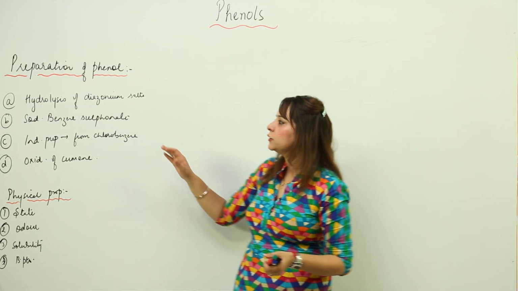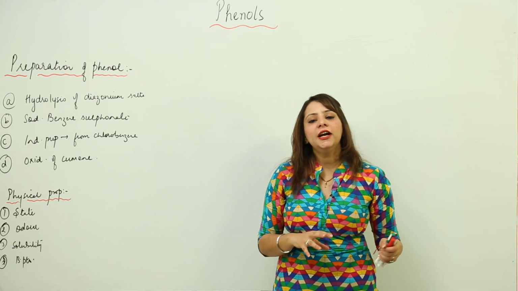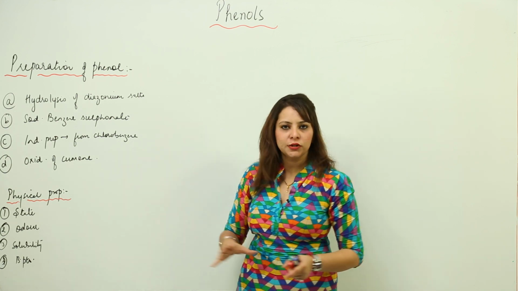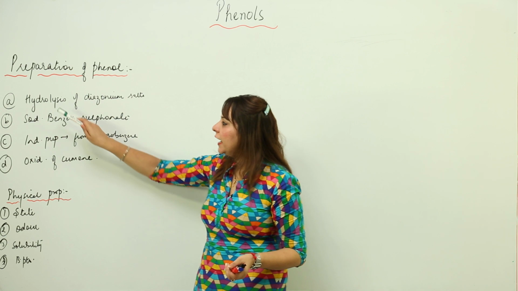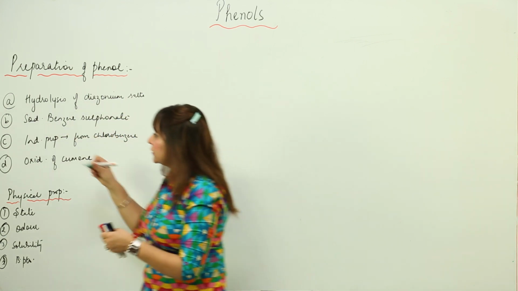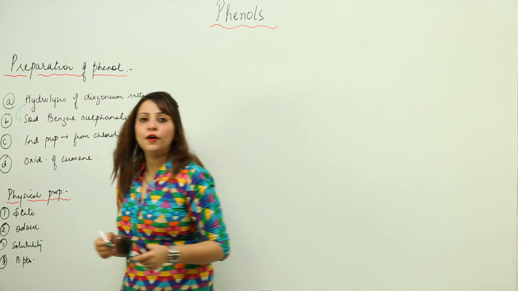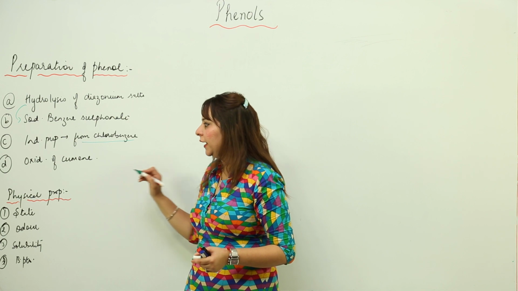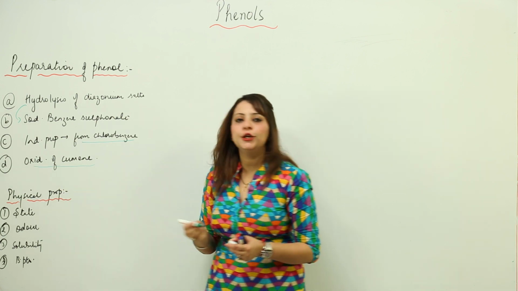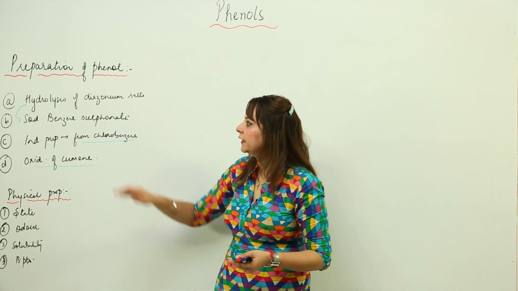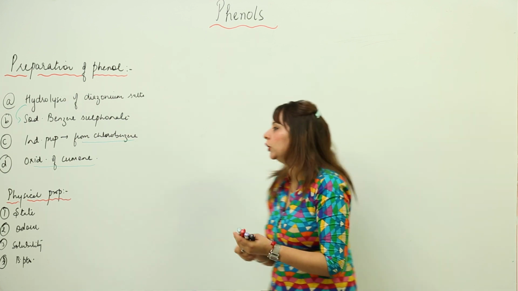Now we are going to start with the preparations of phenol. There are so many methods by which we can prepare phenol, but out of them these are the important ones. That is the hydrolysis of diazonium salt, hydrolysis again of sodium benzene sulfonate. From chlorobenzene we can prepare it, and we can also prepare it by the oxidation of cumene. So first we will start with an important one, hydrolysis of the diazonium salt.